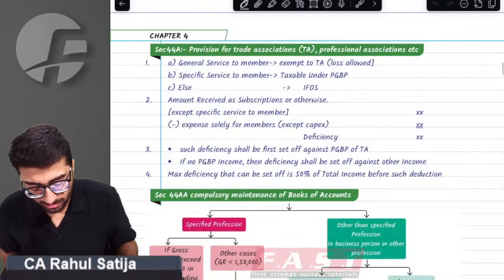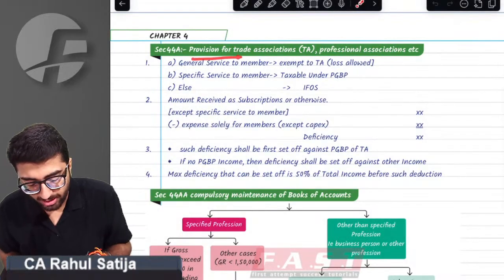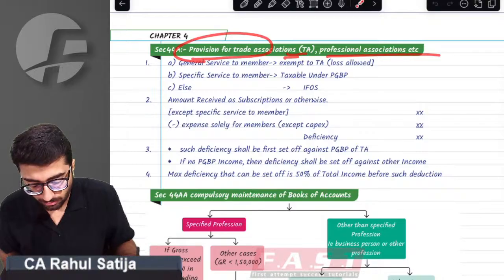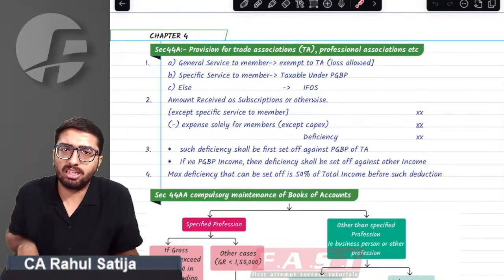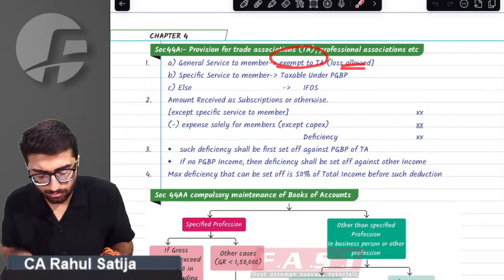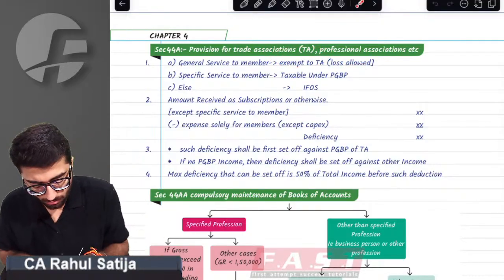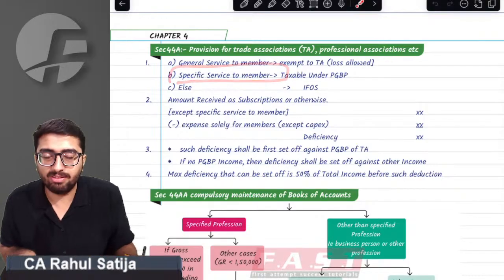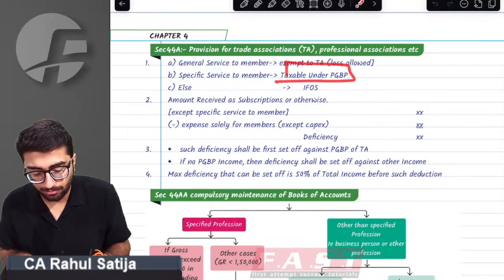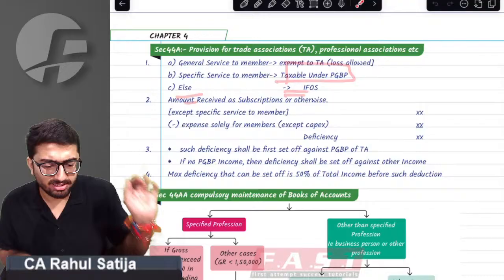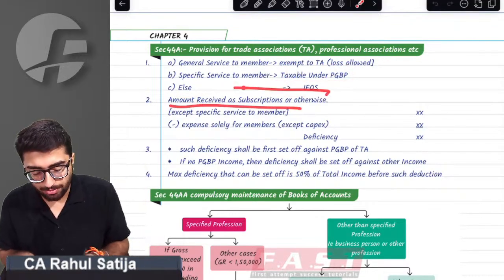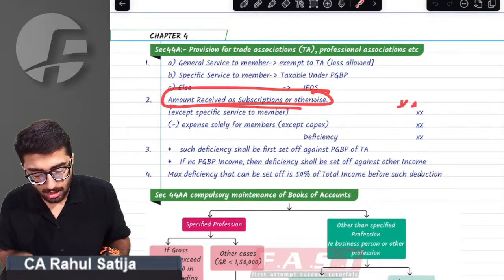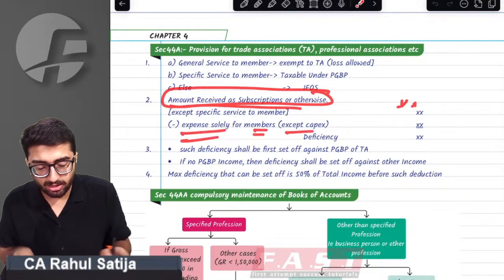Just read out this provision with me. For a trade association, general services to the members are exempt. Whatever general services they give to members is exempt, but losses are allowed. If they give any specific service to the members, it is PGBP. Else it is IFOS, whatever other income is IFOS. Amount received from subscription minus expenses incurred solely for the members.